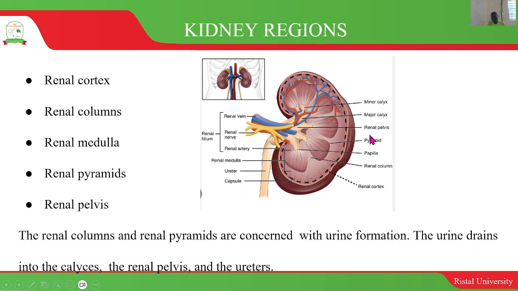So once again, you can look at the naming of the different parts. Here we have a little bit simplified diagram. Inside it, we have the calyx represented as the major and also the minor ones. The minor ones are the ones that are still close to the pyramids and they are a bit narrower, but the major is a bit wider because it's a collection from various pyramidal structures. And then it continues to the urethra.